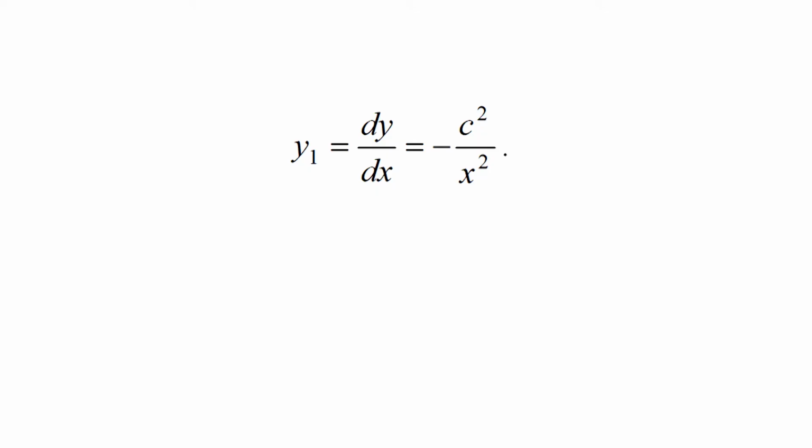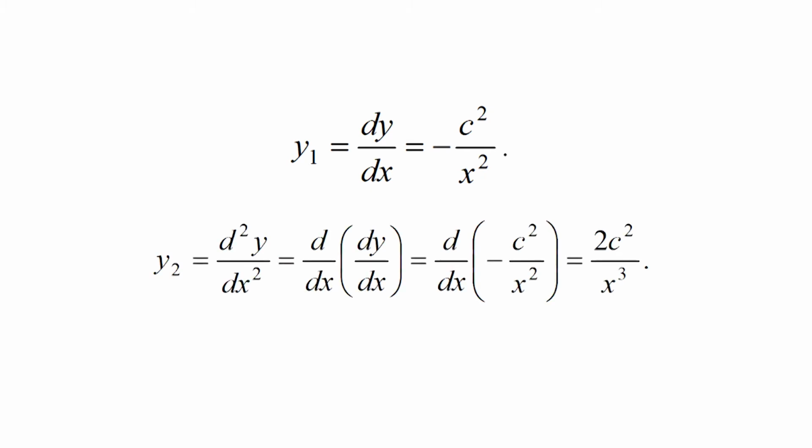Differentiating with respect to x, we obtain y1 = dy/dx = -c²/x². Differentiating once again with respect to x, we have y2 = d²y/dx² = d/dx(dy/dx) = d/dx(-c²/x²) = 2c²/x³.